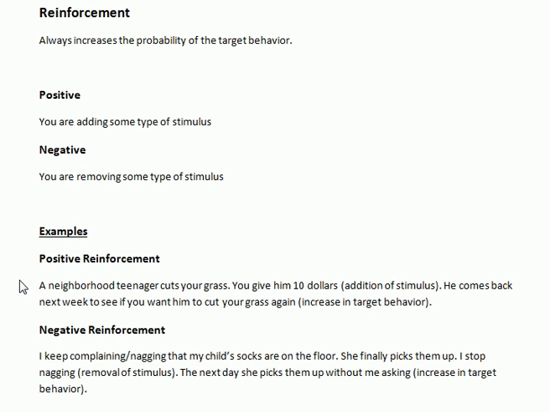Target behavior is picking up the socks. We want that to increase. I have applied nagging and removed the nagging, right? So that's the important part. The removal of the nagging is what reinforces them to pick up their socks. So hopefully that's a little bit more clear and you can come up with examples of your own.